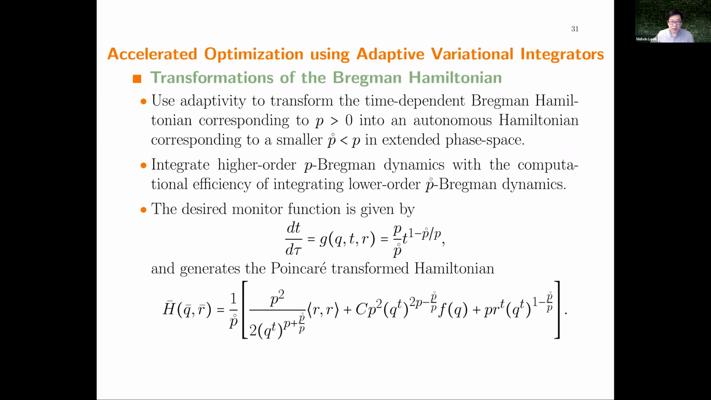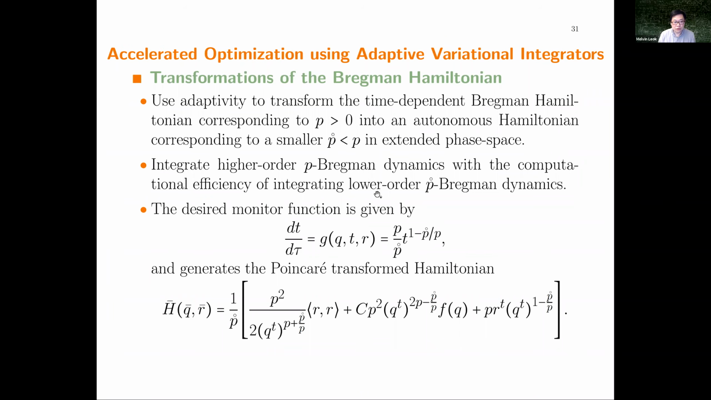Okay, so let me now connect this back to these Bregman Hamiltonians. What's going to happen is that we have a P Bregman Hamiltonian, which has a convergence rate to the minimizer of big O 1/t to the P, and we're also going to do a strange thing, which is that the family of P Bregman Hamiltonians have a scaling symmetry, which is to say that if you rescale time in a prescribed way, then you get the dynamics of a different P Bregman Hamiltonian system. So they're closed under certain classes of time rescaling. And we're going to take advantage of this to essentially convert a high P Bregman Hamiltonian system.